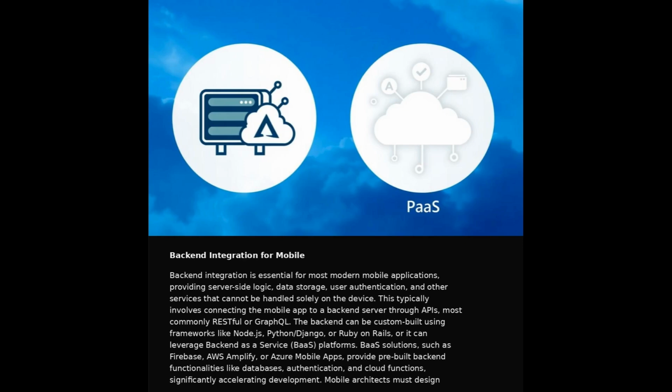A robust backend ensures that the mobile application can scale, manage complex data, and provide a rich feature set to users. It acts as the central hub for all data and logic not residing directly on the device.